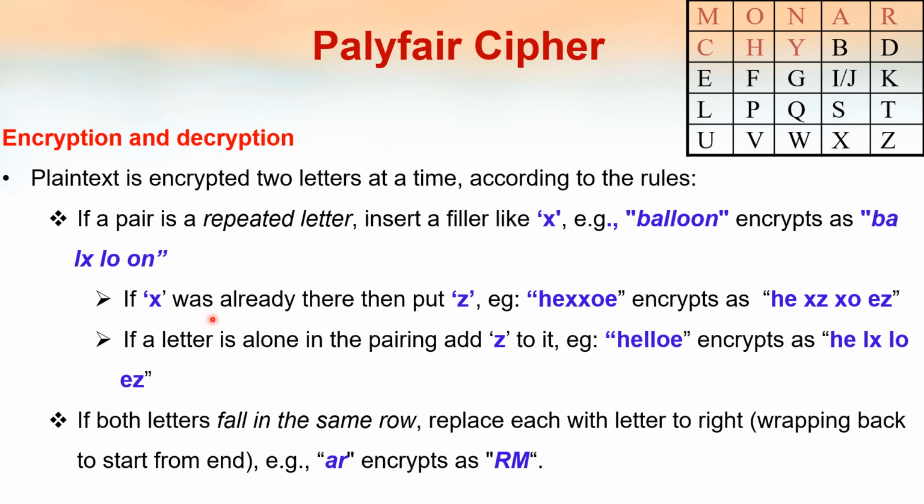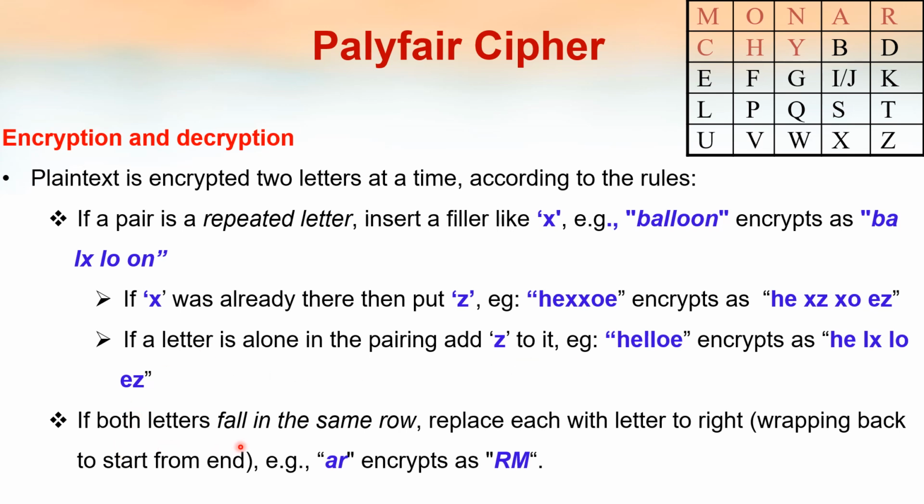Then if X is already there, then put Z. Consider this example: HE, XX. So already X is there, so we cannot use the filler X. Instead of that, we can use Z: XZ, then XO. And here E becomes alone. So for lonely letters, we can pair it with Z. So if a letter is alone in the pairing, add Z to it.